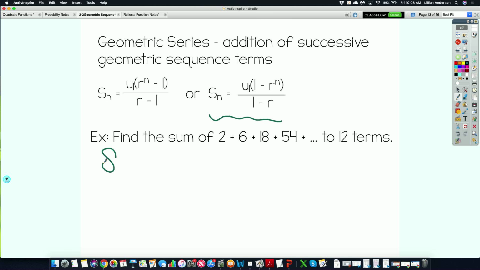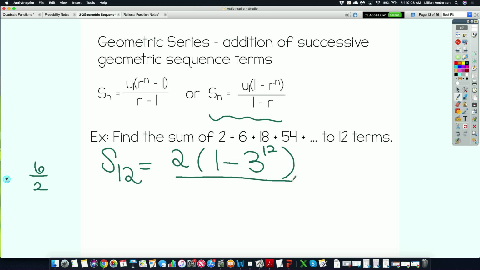That means 12 is going to be what part of the formula? N. U1 is 2. Then I'll have 1 minus R. What is R here? 3. It's the ratio. And if you can never recognize it, remember you can always do your second term divided by your first term. Then it's going to be raised to the n power, which is 12, all over 1 minus 3.